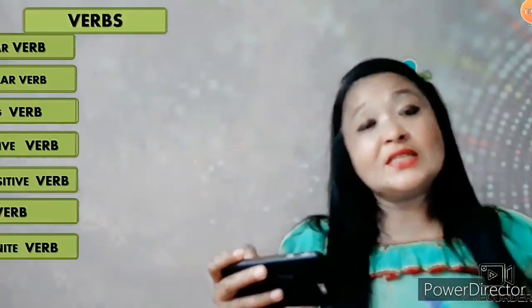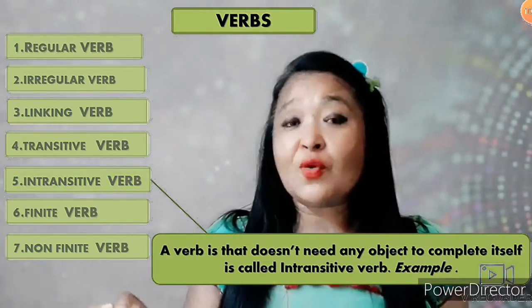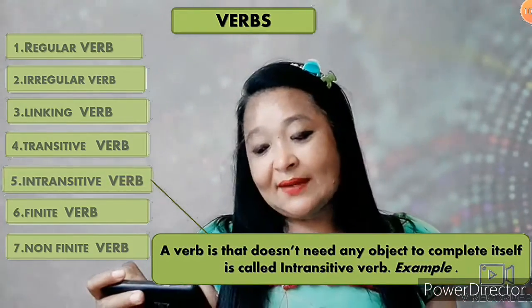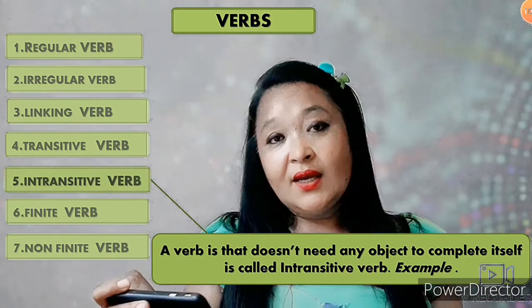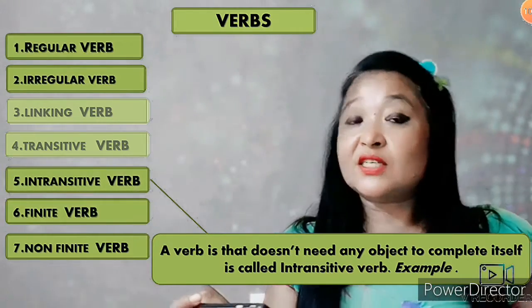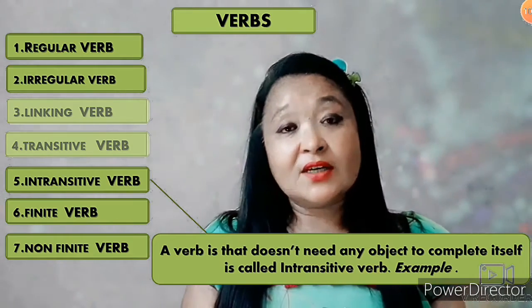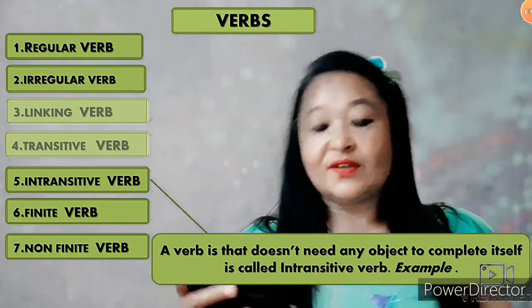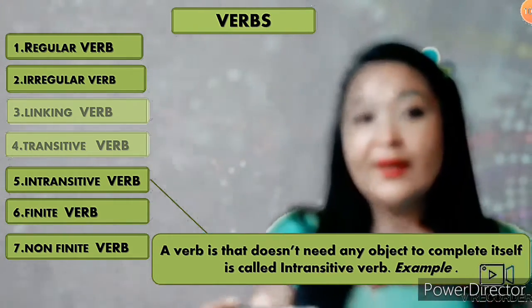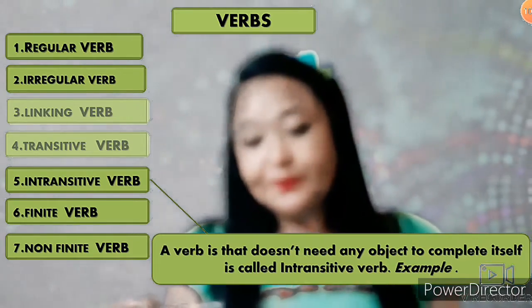Now let's see the next type of verb, intransitive verb. What is an intransitive verb? Well, an intransitive verb is a verb that does not require an object to complete its meaning. A verb which does not require an object to complete itself is called an intransitive verb. Okay, let's see an example.